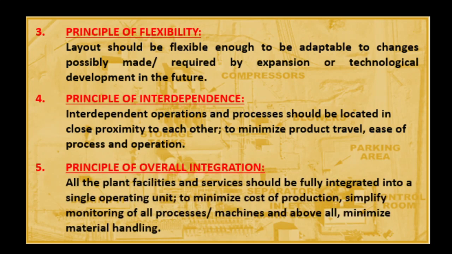So, fifth one, principle of overall integration. All the plant facilities as well as services should be fully integrated into a single operating unit. So, this is to minimize the cost of production, simplify monitoring of all processes or that of the machines, and above all, minimize material handling. Proper layout requires the need to identify the different processes that are needed. Now, once they are identified and clustered or grouped accordingly, this will lead to reduction of costs in terms of production, monitoring, and other similar processes.